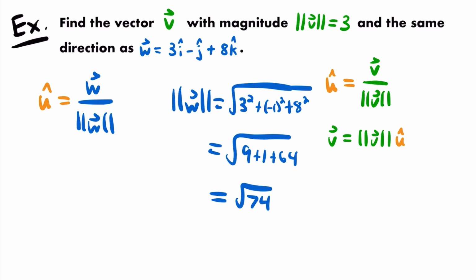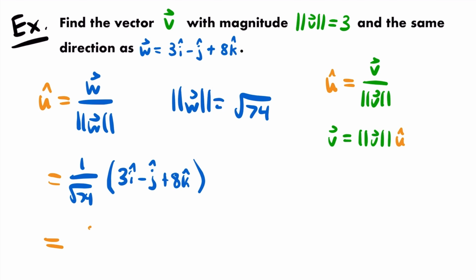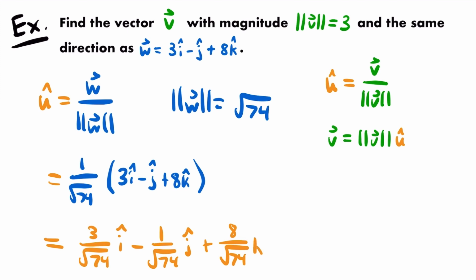But now what we want to do is find the unit vector associated with vector W by dividing it by that magnitude. So here's what we'll have. The unit vector will be equal to 1 divided by that magnitude of the square root of 74 times vector W, so we'll have 3i minus j plus 8k. And that will give us 3 divided by the square root of 74 times i minus 1 divided by the square root of 74 times j plus 8 divided by the square root of 74 times k. And so this vector right here is the unit vector that describes the direction of vector W.